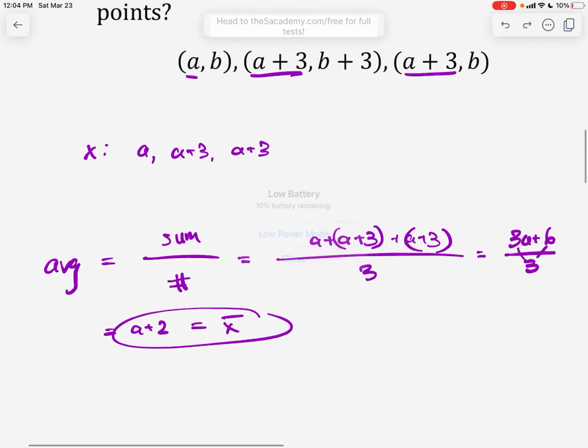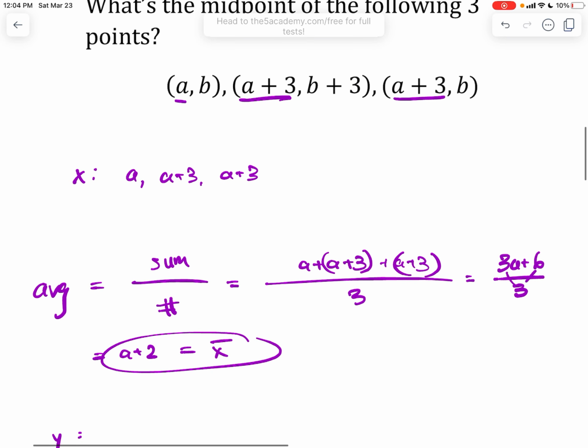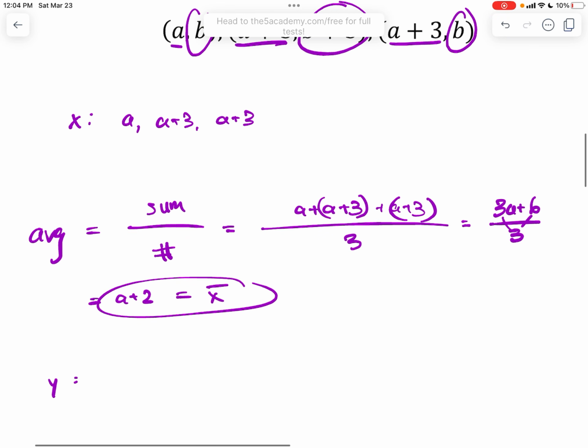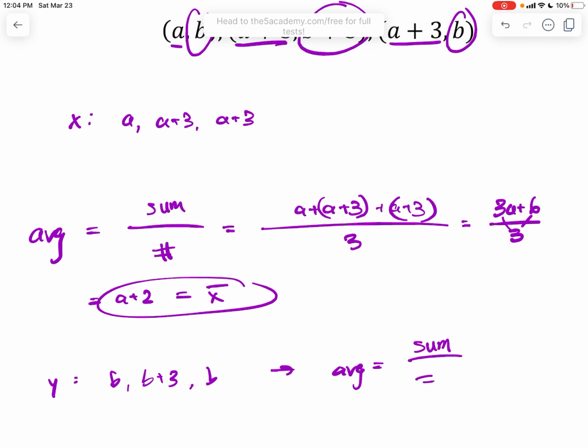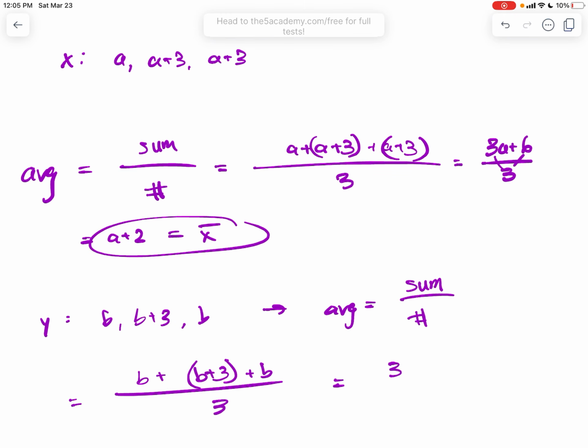Let's do the same thing for y. So what are my y values? b plus 3, and b. So b plus 3, and b. Average is equal to sum divided by number of numbers. That's equal to b plus 3 plus b divided by 3. It's equal to 3b plus 3 over 3. That's equal to b plus 1.